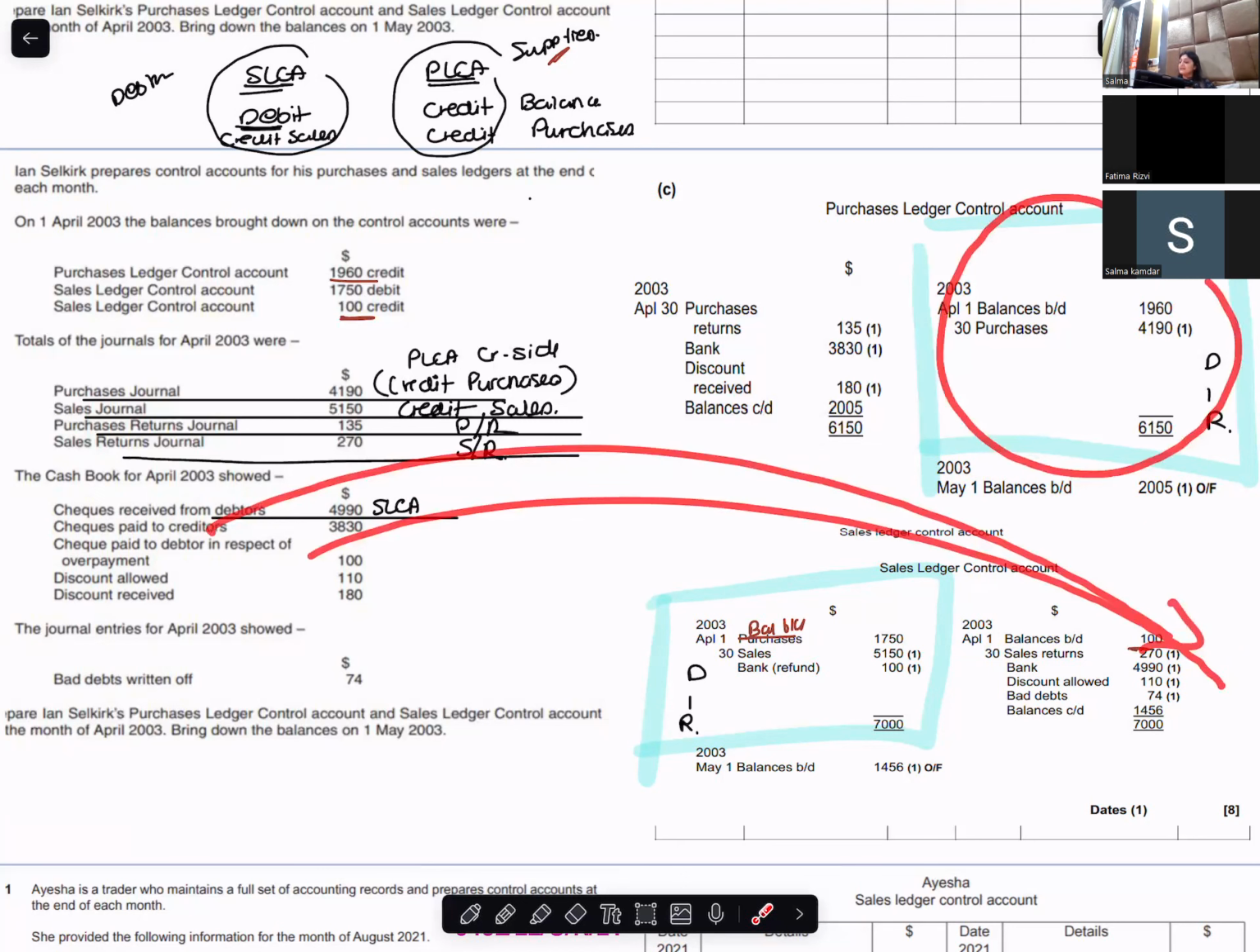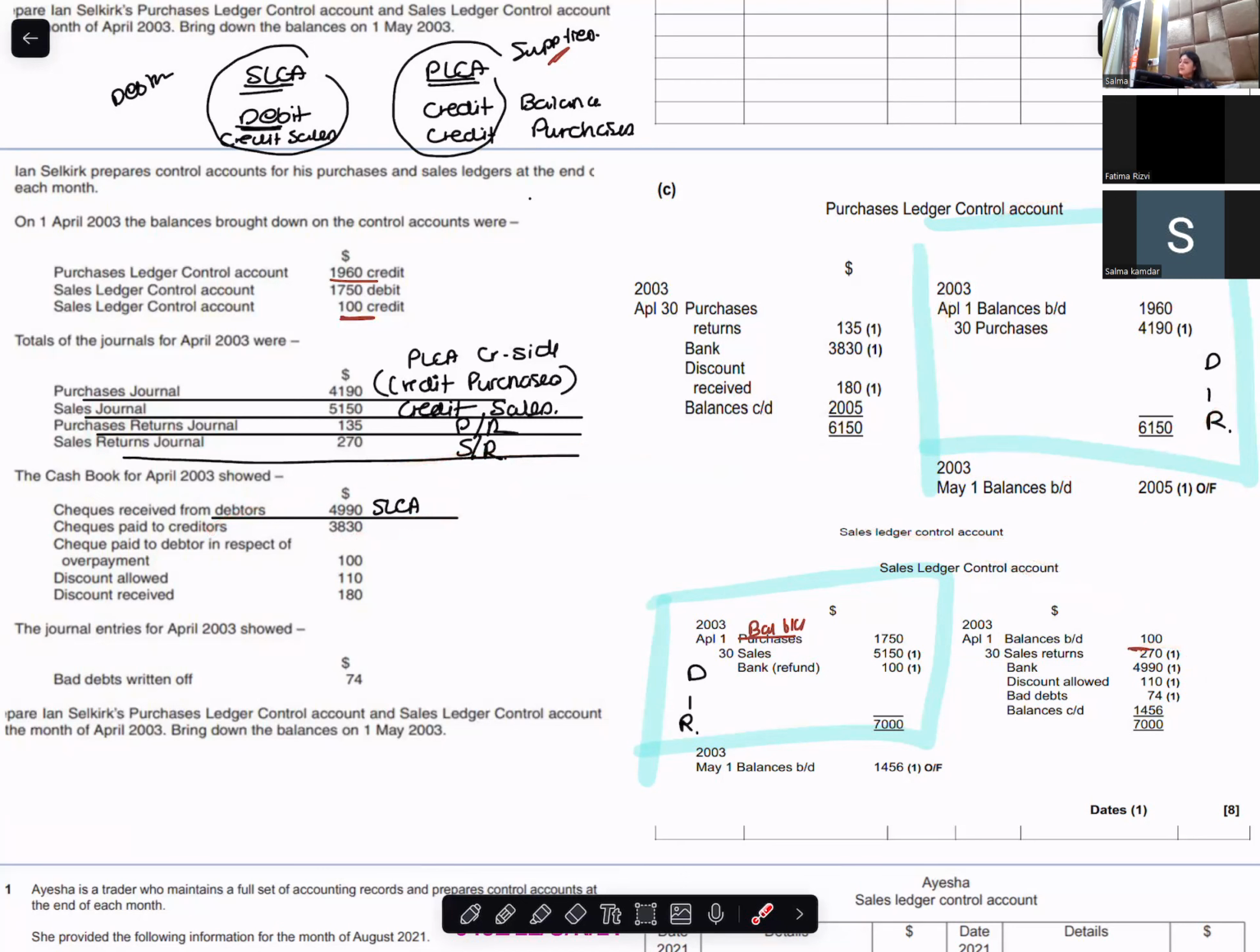Similarly, in PLCA, on the credit side, you will have opening balance, credit purchases, dishonor interest refund. Everything else on the debit side. So this is credit side. Check paid to suppliers. PLCA. Which side? Debit side. Okay.